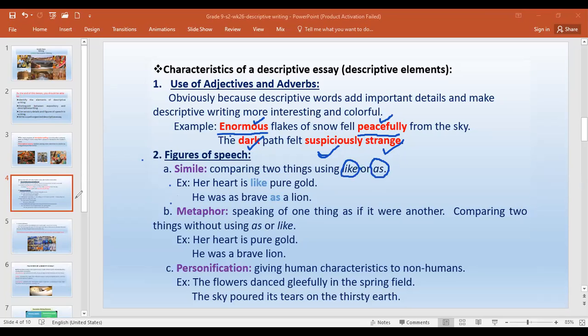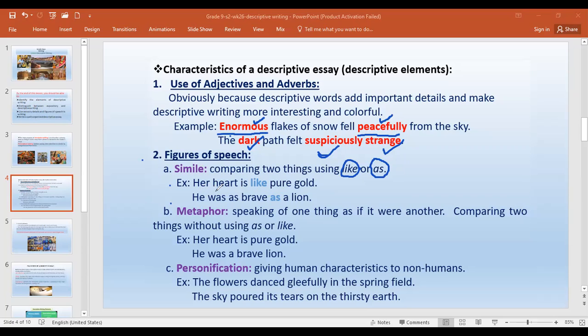For example, her heart is like pure gold. He was brave as a lion. Good. Hadi, why is that a simile? Because there was like, and in the other one there was as. Okay, what are we comparing?